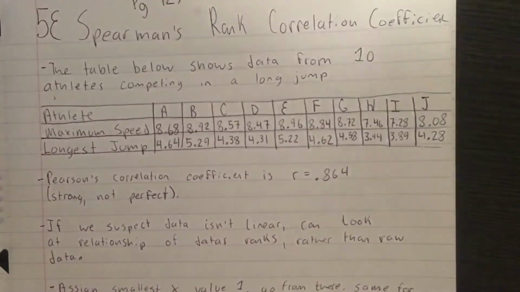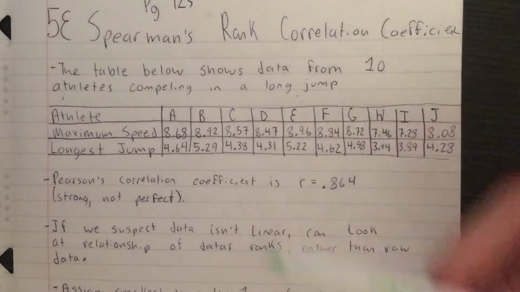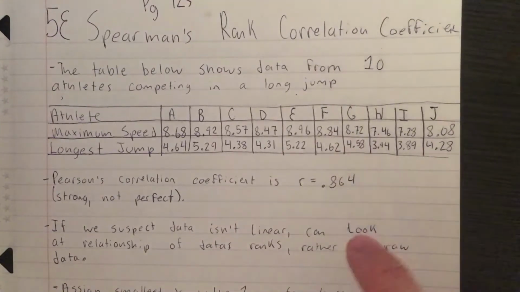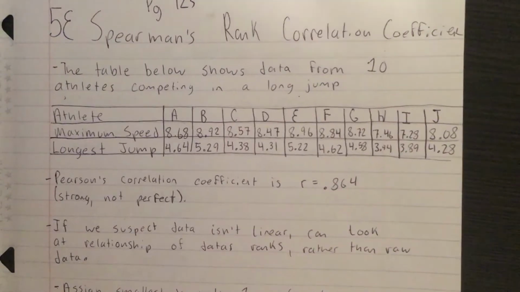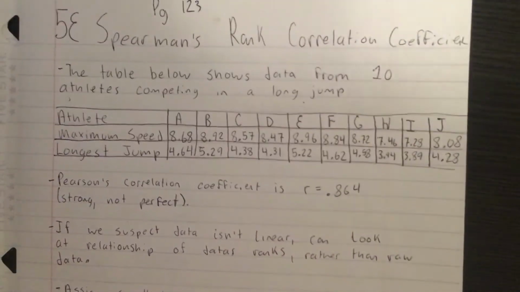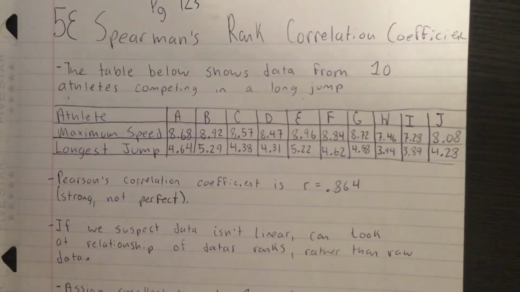So what I did is I ran the linear regression for this, and found that there is a correlation between maximum speed and longest jump of approximately 0.864. And if you remember from the previous class when we were talking about this correlation, 0.864 is all right. The closer we are to 1, the better. So this is decently strong, but it's not perfect.